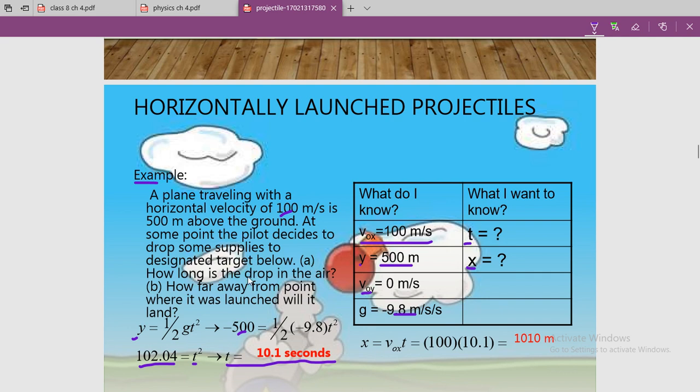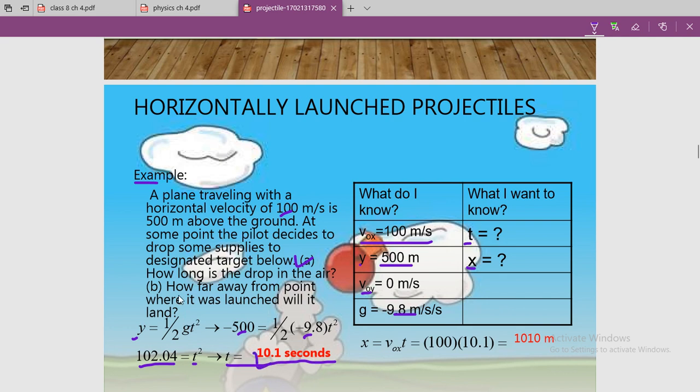Then we get the first part of this question: t is equal to 10.1 seconds. Students, in many questions the value of g is given as 10 meters per second squared. In those cases you can take it as 10 and your calculation will be quite easy. But if this is not given you must take it as 9.8 meters per second squared. As in this case it is not given that g is 10, it is taken as 9.8 meters per second squared, or meters per second per second. So t is equal to 10.1 seconds.